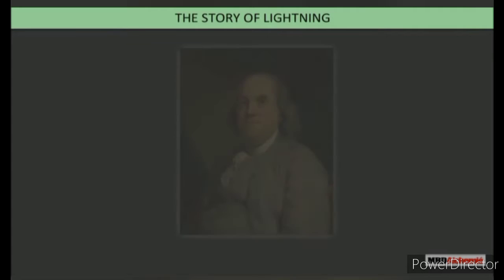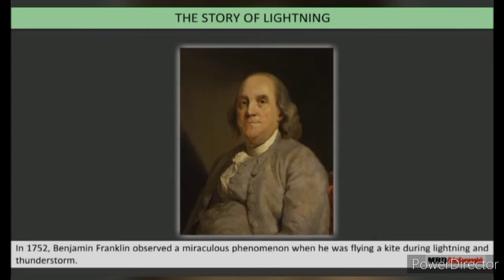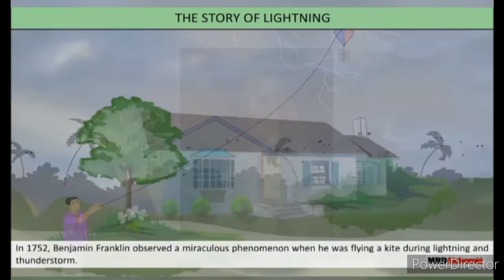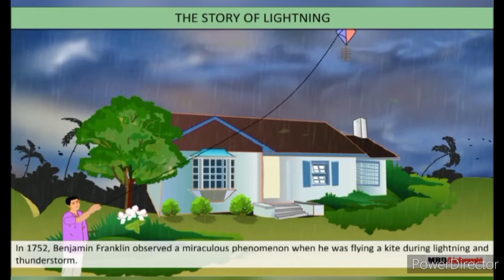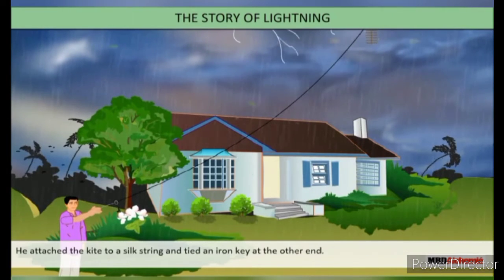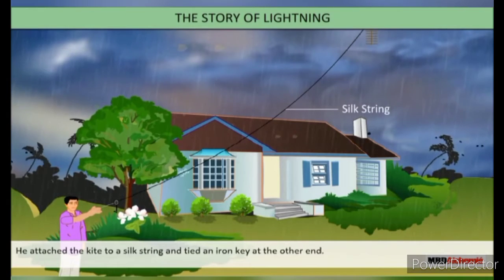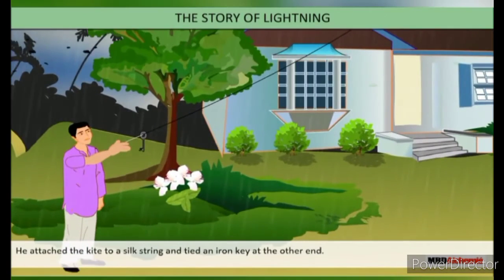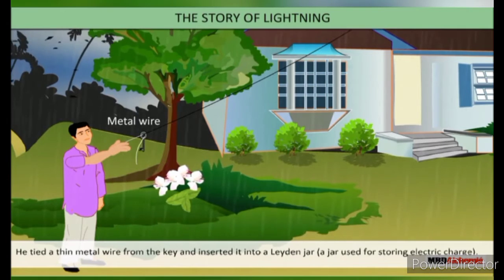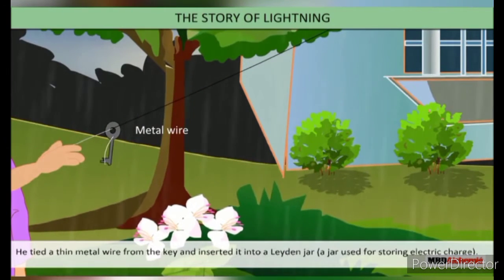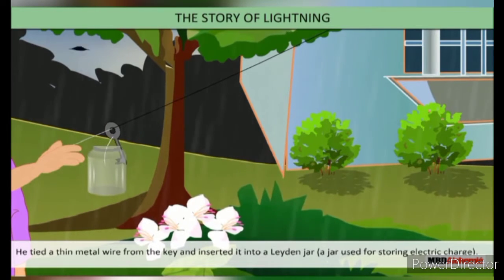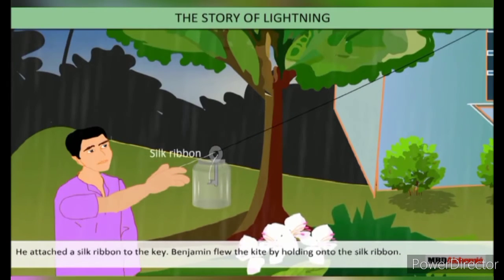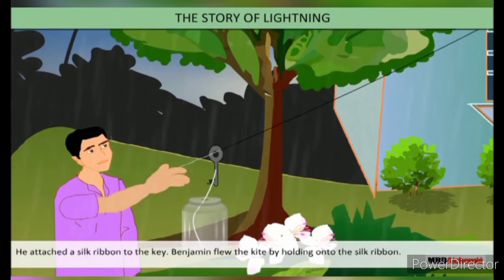The story of lightning. In 1752, Benjamin Franklin observed a miraculous phenomenon when he was flying a kite during lightning and thunderstorm. He attached the kite to a silk string and tied an iron key at the other end. He tied a thin metal wire from the key and inserted it into a leaden jar, a jar used for storing electric charge. He attached a silk ribbon to the key. Benjamin flew the kite by holding onto the silk ribbon.